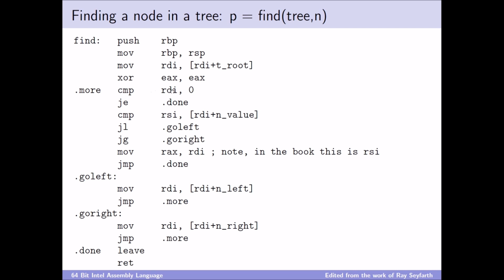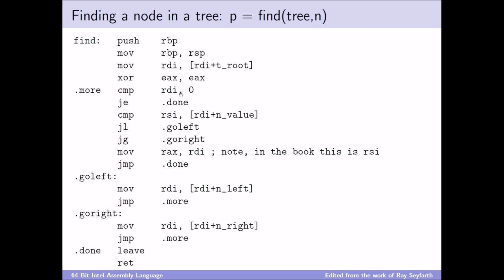Then I'm going to compare RDI with 0. Now, if RDI, which is our root node, is in fact equal to 0, it means we already have no elements in our tree. And if that's the case, we can simply jump to done, destroy our stack frame, and return. And we will return with the knowledge that RAX has the value of 0. So whoever has called this function will get back a null pointer, and I'll know, okay, I was unable to find the key I was looking for in that tree.